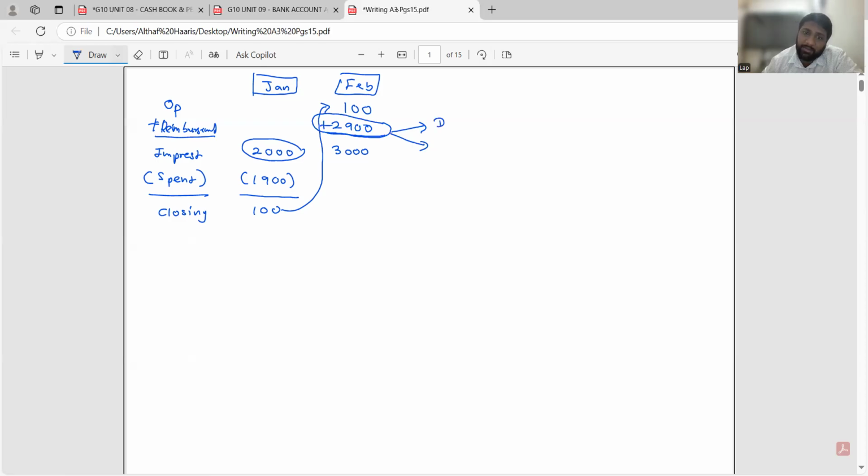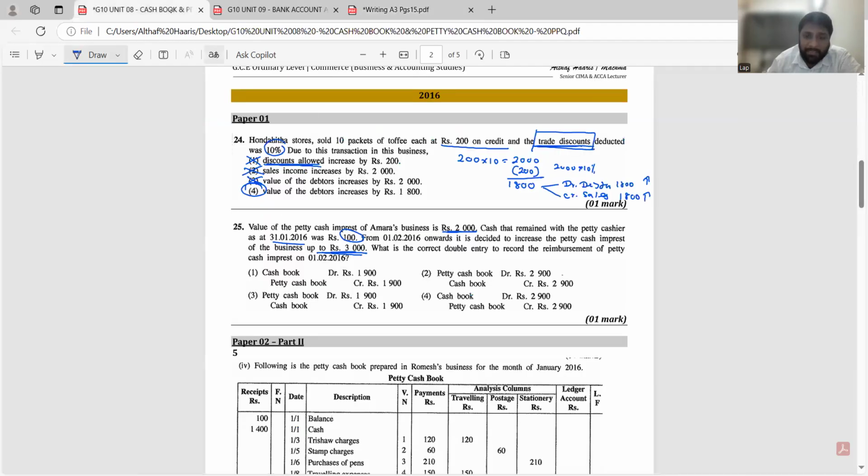So debit the petty cash 2900. Who is giving this cash? The main cashier is giving this cash. So the main cashier's cash is decreasing. Cash book, or the cash account, decreasing 2900. So debit petty cash, credit cash. It's there in the second option.